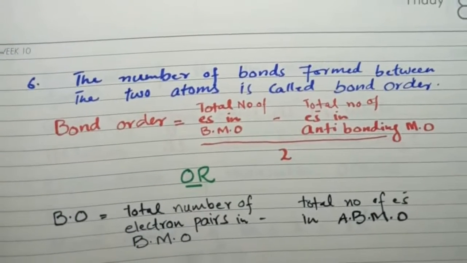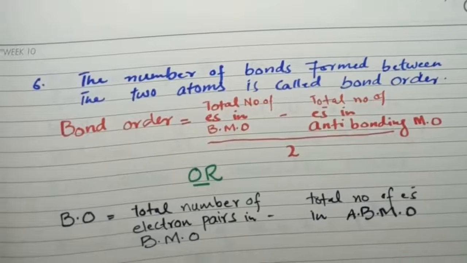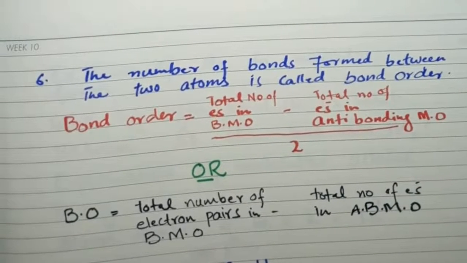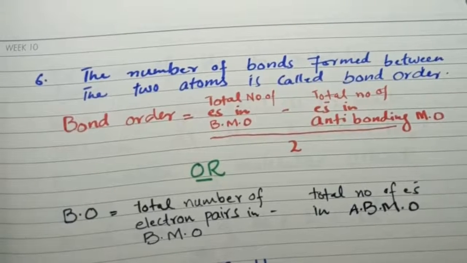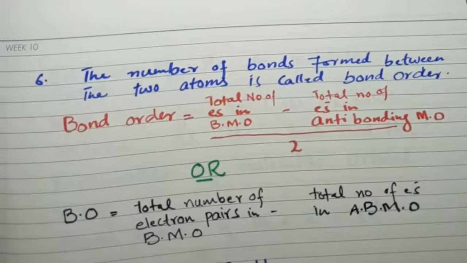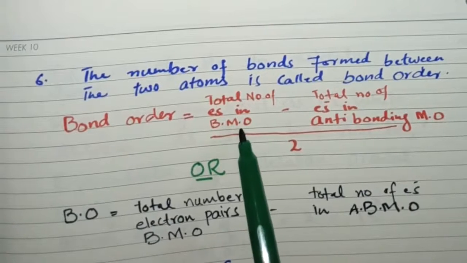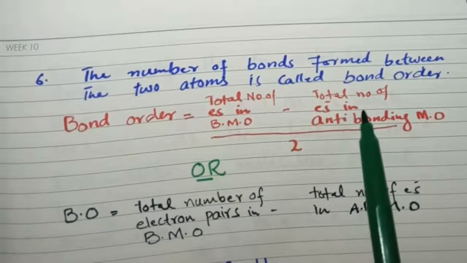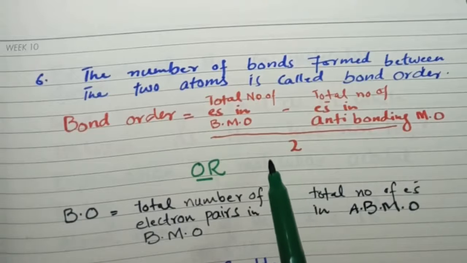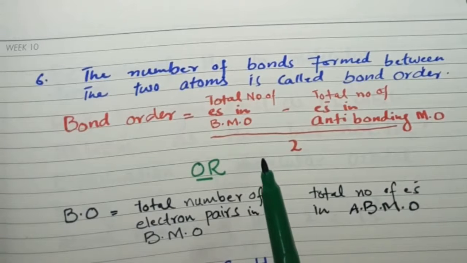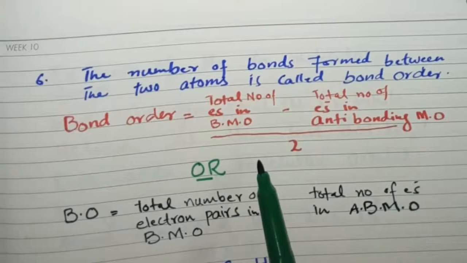The number of bonds formed between the two atoms is called bond order. Now we can find out the bond order in two different ways. The first one is we have to look at the total number of electrons in the bonding and the anti-bonding molecular orbitals. First of all, count the total number of electrons in bonding molecular orbitals, minus the total number of electrons in anti-bonding molecular orbitals, and divide it by 2. The required answer, which is 2, 3 or 1, will give you the number of bonds which are formed by the molecule.